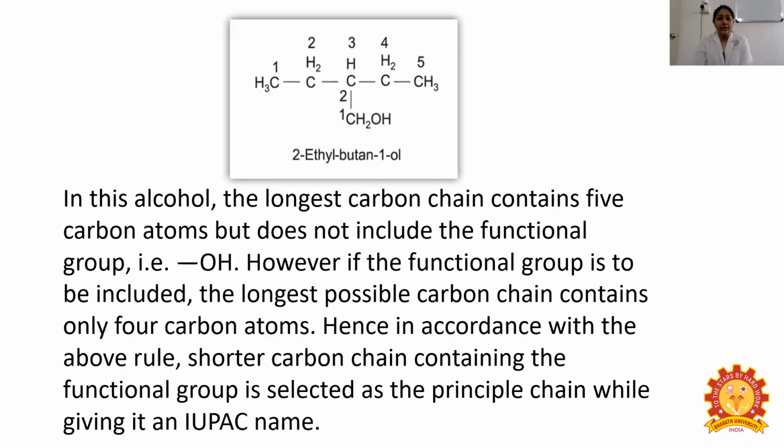The following example is here. The functional group is there. So 1, 2, 3, 4, 5, here 2, 1. This is in alphabetical order. We are naming it, so 2-ethyl, 2-ethyl butane-1-ol.